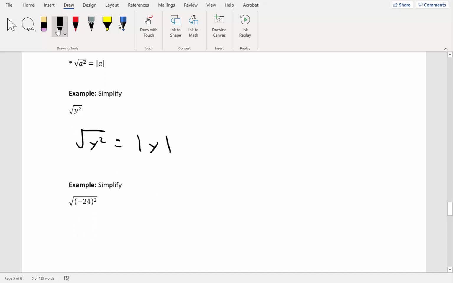Let's take a look at the next one. So the square root of negative 24 raised to the second power. So using our property, this is equal to the absolute value of negative 24. The absolute value of negative 24 is just equal to positive 24.